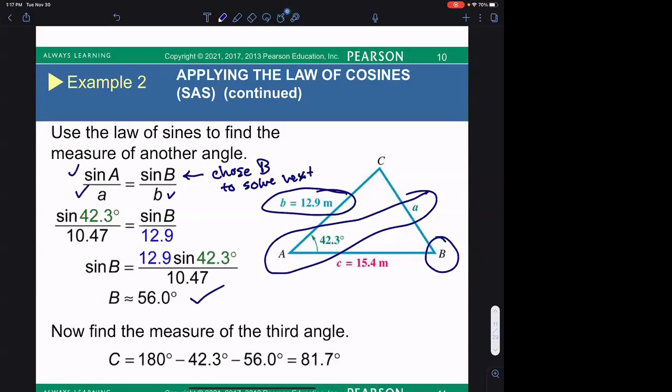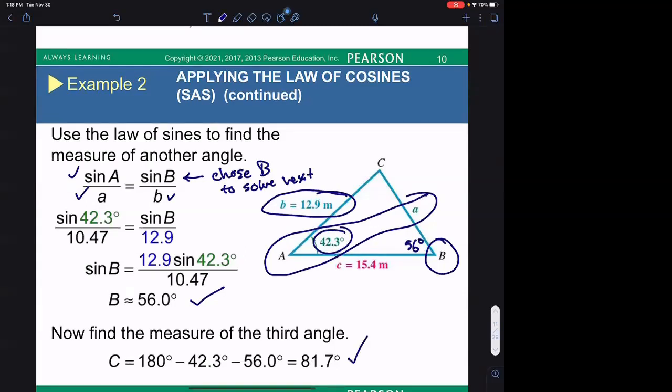So then it says, now that we've found this next to the last angle, the only angle that's left that we don't know in the triangle is C. And so we find the measure of the third angle by subtracting the other two that we figured out. So we know this is 56 degrees. We were given that this is 42.3 degrees. So if we subtract those from 180, we get that angle C is 81.7 degrees. And then you've solved the whole triangle. You found all the other missing parts.